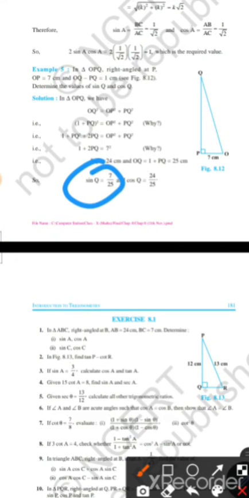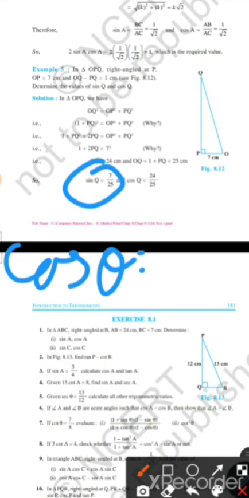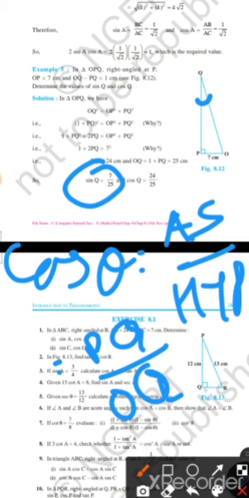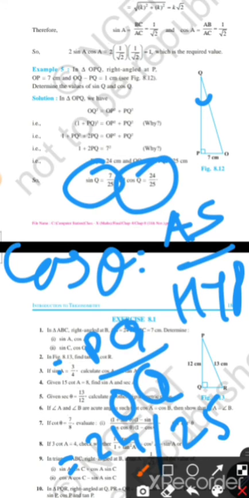In the same way, we can find cos theta, equal to adjacent side upon hypotenuse. What is the adjacent side of Q? It is PQ, upon the hypotenuse OQ. The value of PQ is 24, and the value of OQ is 25. This is what is written.